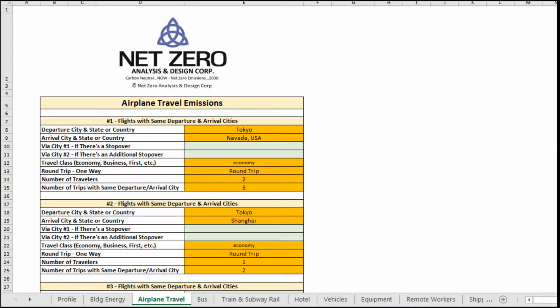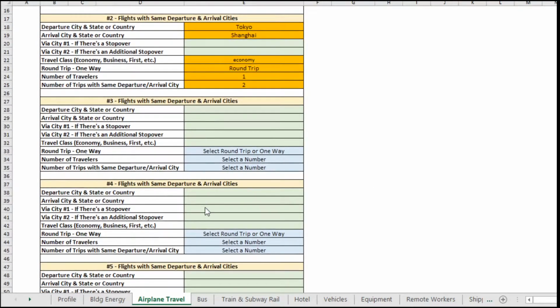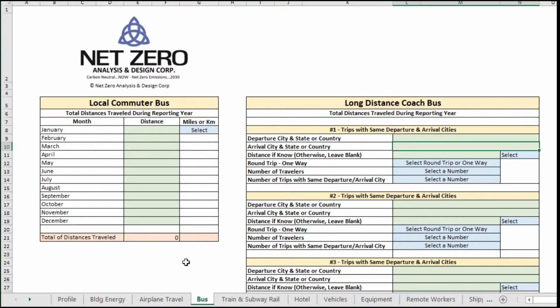We recorded several airplane travel trips. There were 3 from Tokyo to Nevada, and there were a couple from Tokyo to Shanghai. Additional trips would be recorded in these areas. Local and long-distance bus travel would be recorded in this area. We did not have any.